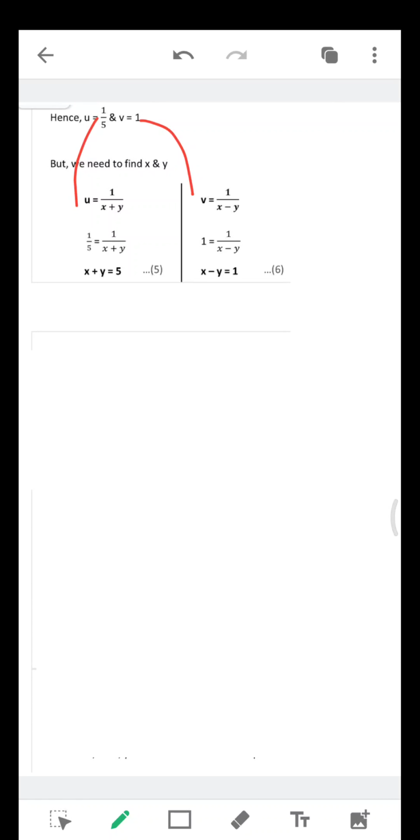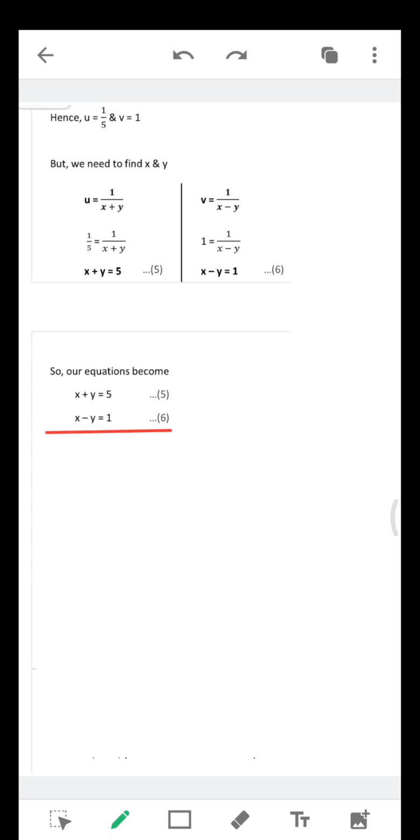In the previous questions we were directly getting u and v, x and y value, but here we are getting again two more equations. Okay, x plus y is equals to 5, x minus y is equals to 1. So we need to simplify these two equations, equation number 5 and 6, again, to get the values of x and y.